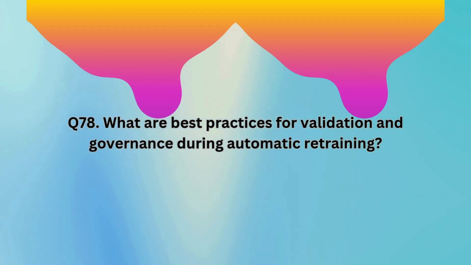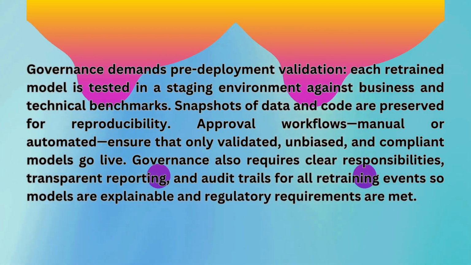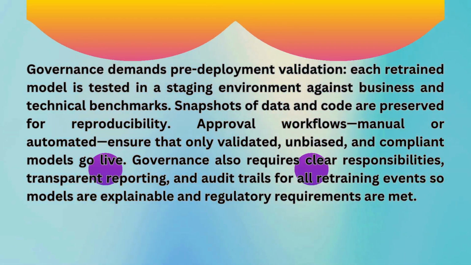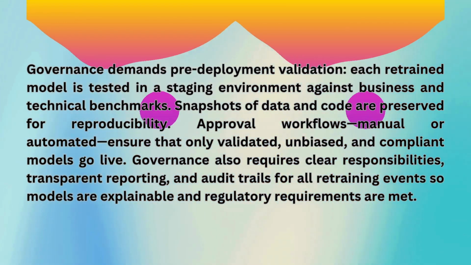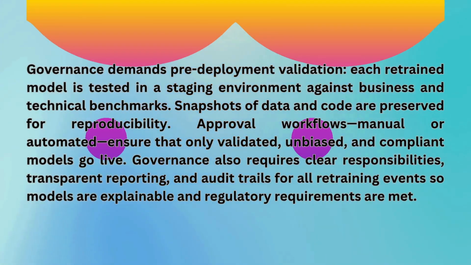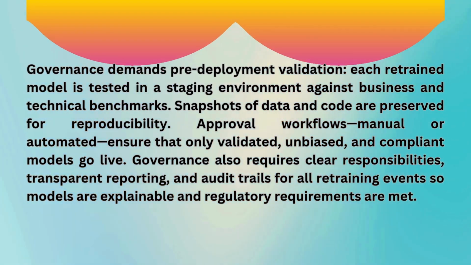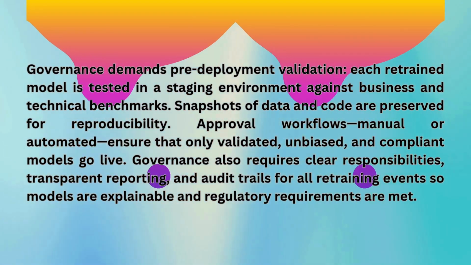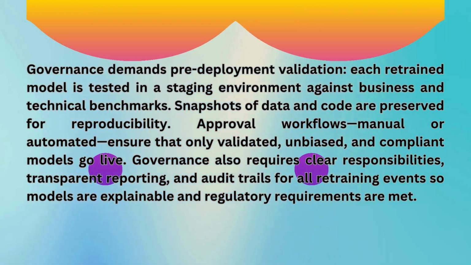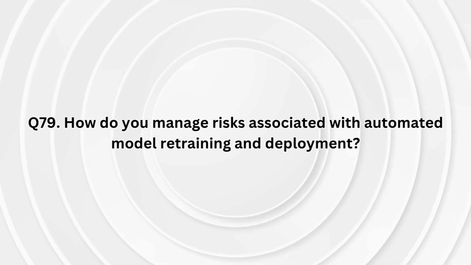What are best practices for validation and governance during automatic retraining? Governance demands pre-deployment validation. Each retrained model is tested in a staging environment against business and technical benchmarks. Snapshots of data and code are preserved for reproducibility. Approval workflows, manual or automated, ensure that only validated, unbiased, and compliant models go live. Governance also requires clear responsibilities, transparent reporting, and audit trails for all retraining events, so models are explainable and regulatory requirements are met.